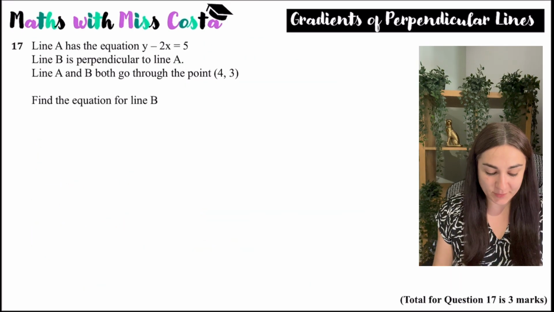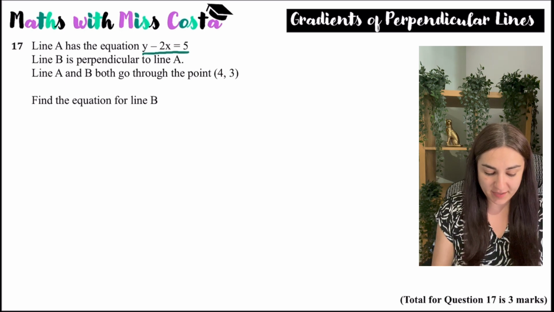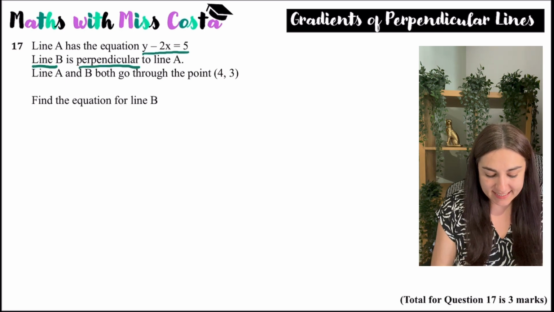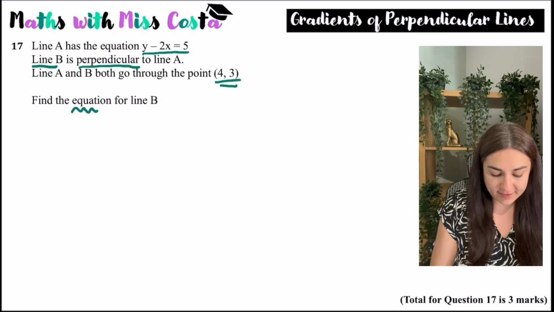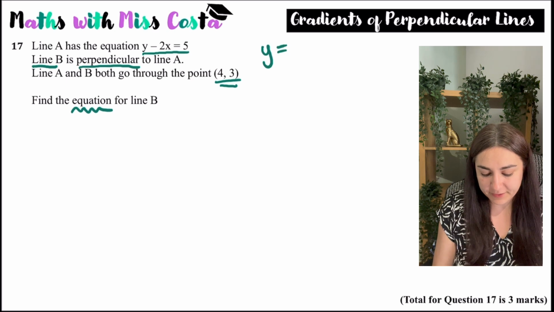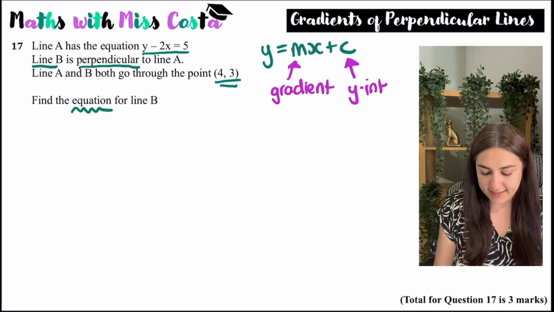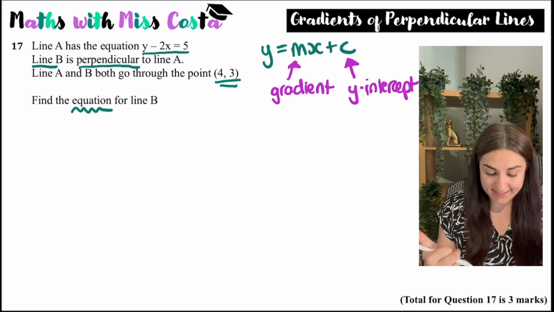Okay, so in this question, I've been told line A has the equation y minus 2x is 5, and that line B is perpendicular to line A. They both go through the point (4, 3), and I need to find the equation for line B. Now, every straight line can be written in the form y equals mx plus c, where m represents the gradient, the steepness of the line, and c represents the y-intercept. So I need to find the gradient and the y-intercept.